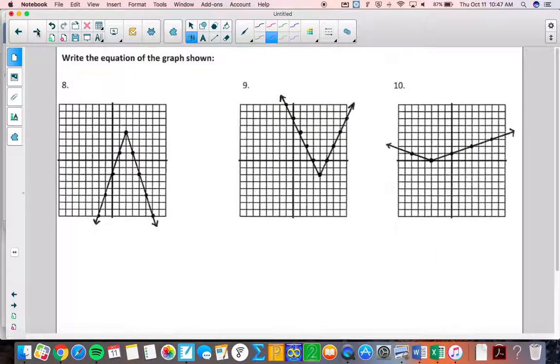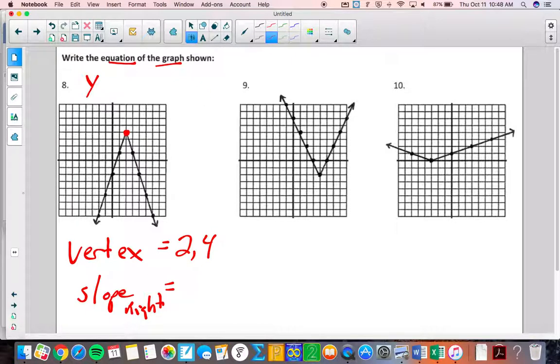Alrighty, so now we're going backwards. Now we're going to write the equation given the graph. So there's two things. We need to identify the vertex and the slope of the right arm. So the vertex is at 2, 4.